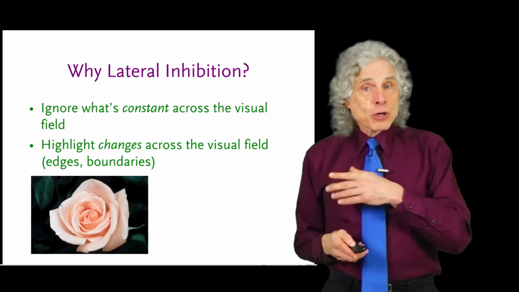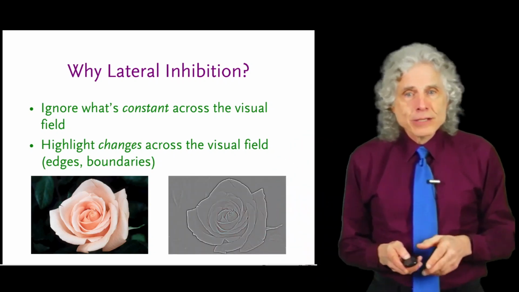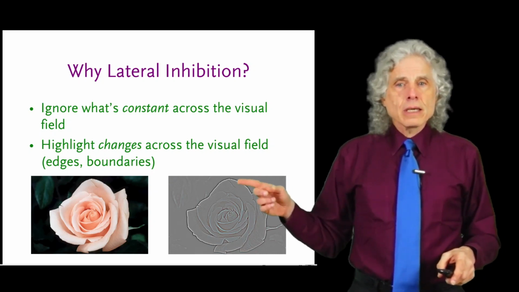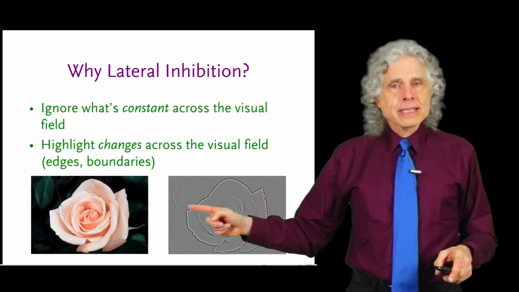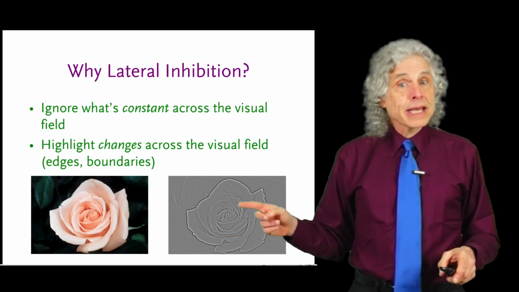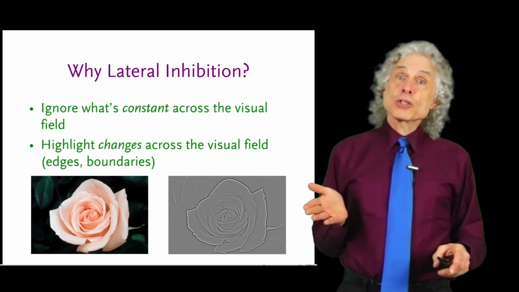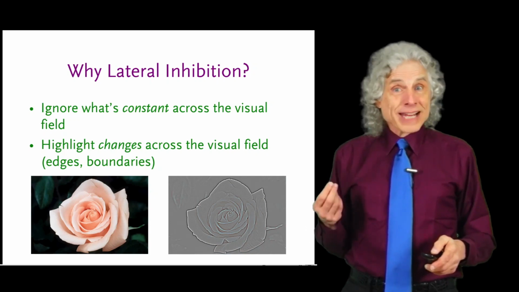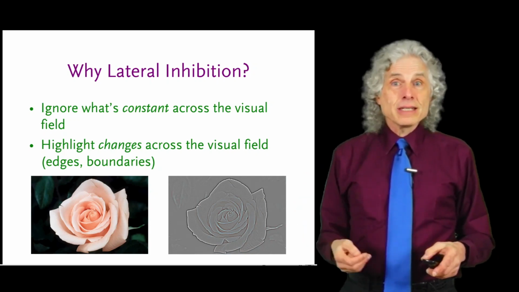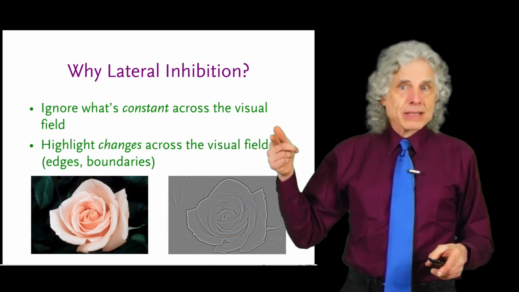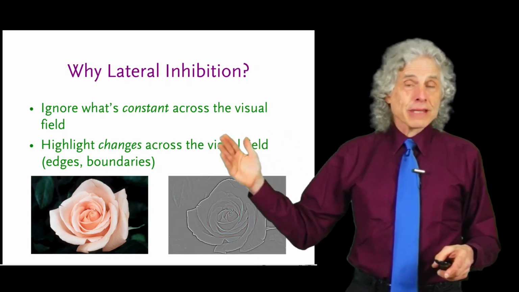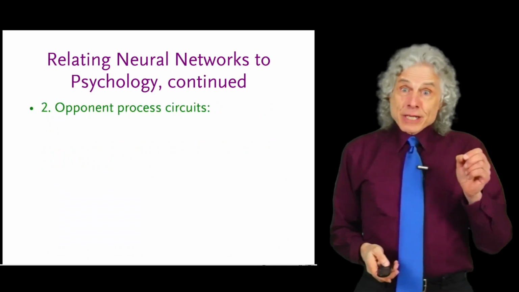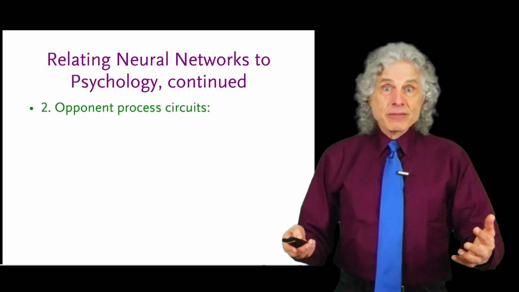So this photograph of a rose, when fed through a lateral inhibition network, would be rendered something like this figure over here. I created it in Photoshop, where all of the uniform areas are kind of suppressed, but we get a nice crisp delineation of where the rose ends and where the background begins. This is also the trick, by the way, that Netflix and Amazon and other video services use to compress the video stream that they feed into your TV. Instead of saying this pixel is pink and this pixel is pink and this pixel is pink and so on, it just says there's an edge here, then a whole bunch of pinkness, then another edge, and that takes up a lot less bandwidth.